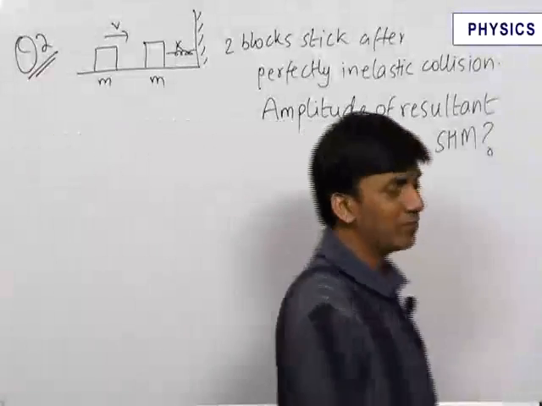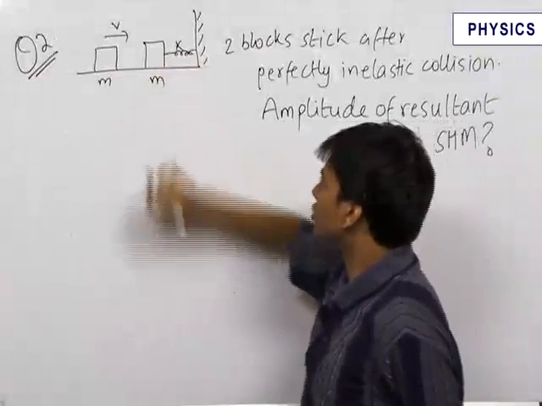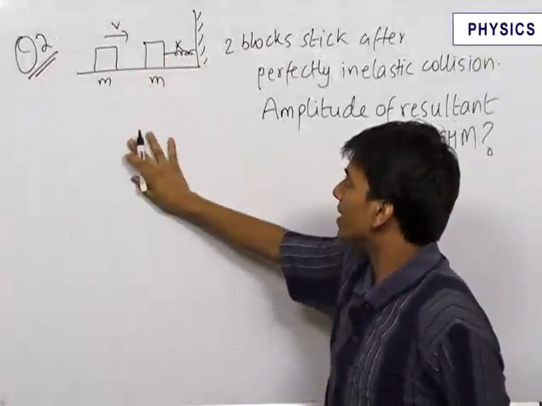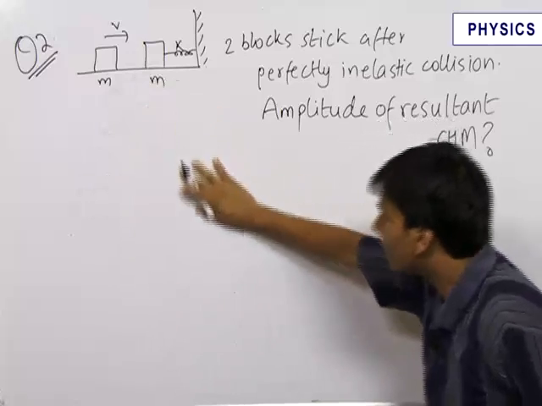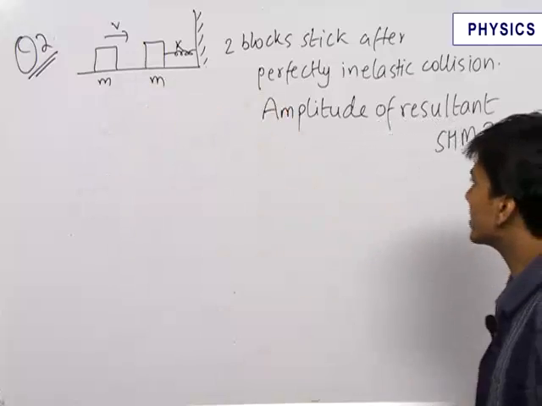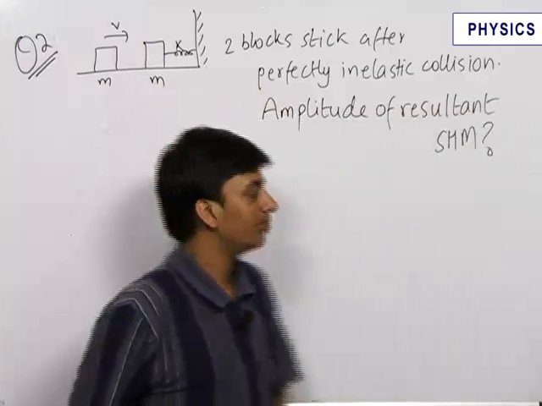In this question, we have a block attached to a spring of spring constant K. Both the blocks are of mass m, and this block is coming with velocity v. Striking this block, they undergo a perfectly inelastic collision and the two blocks stick together. We need to find the amplitude of the resultant SHM.